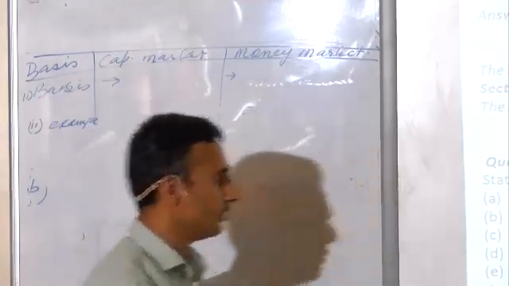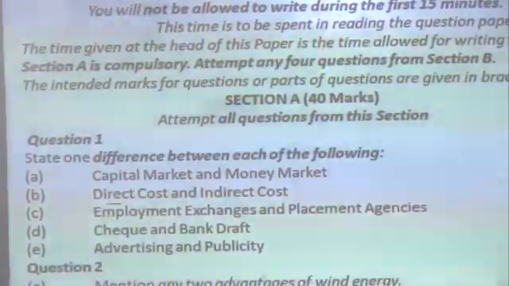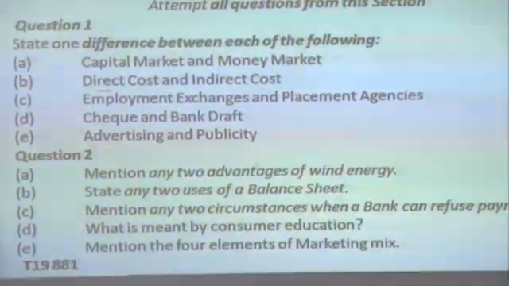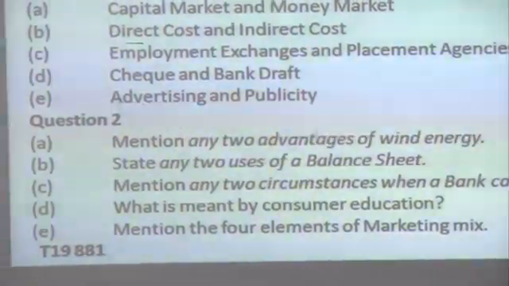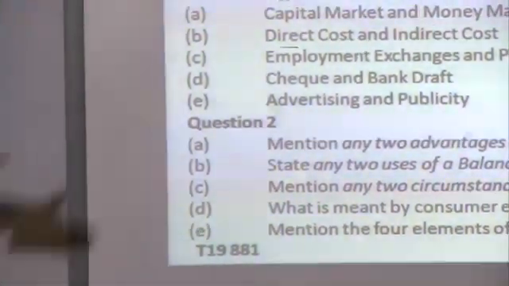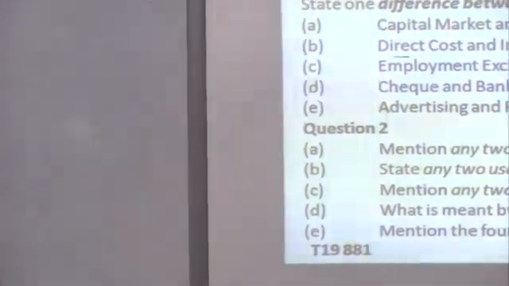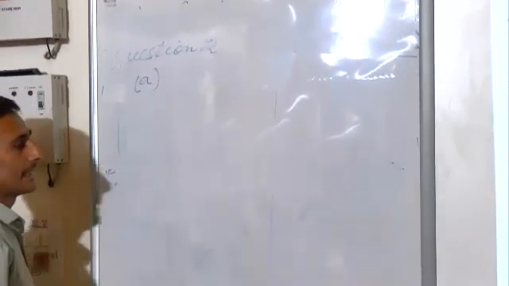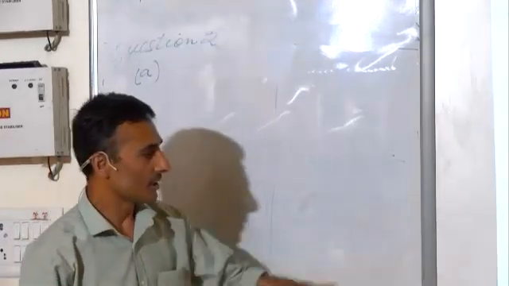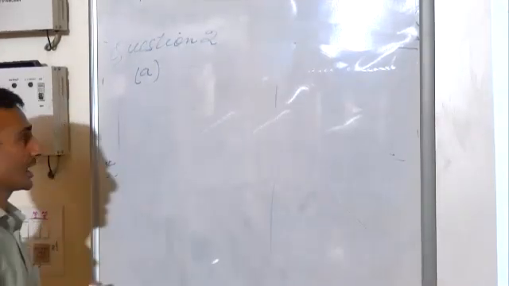Then question number 2, mention any 2 advantages of wind energy. So here, when you write the question number, your question number should be in the same format as given in the question paper. If you are going to answer question number 2, go to write like this. Question 2, you are answering A, so write down A. State any 2, mention any 2 advantages of wind energy.